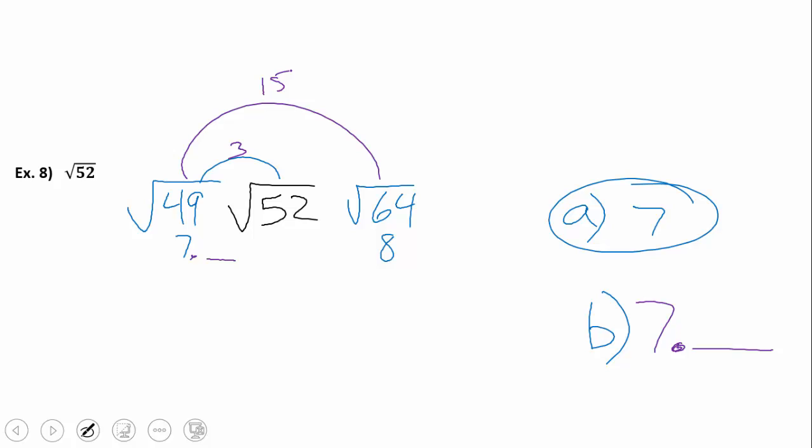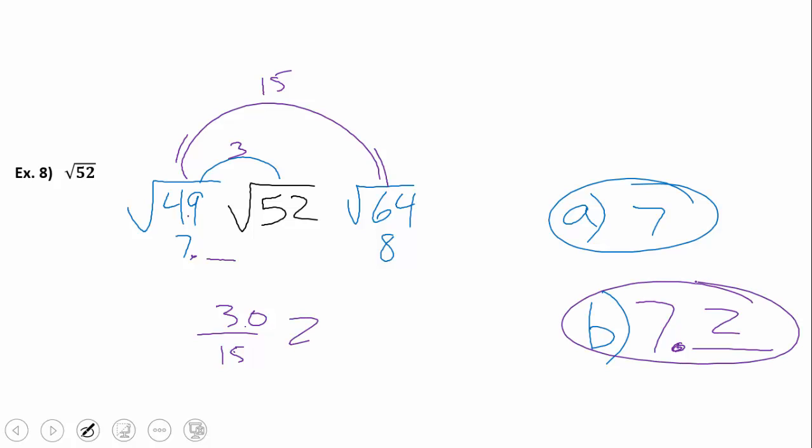So right there, we just found the two numbers that we need to divide. We take the distance between the target square and the square that comes before, that's 52 minus 49, and that's 3. Dividing it by the complete distance between the two perfect squares, 15. Add that decimal. 15 goes into 30 2 times. My decimal, 7.2, is my approximation.